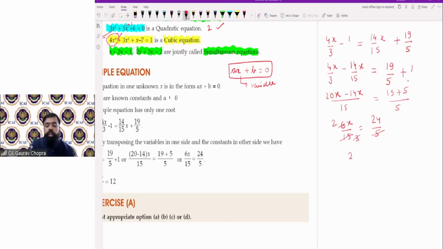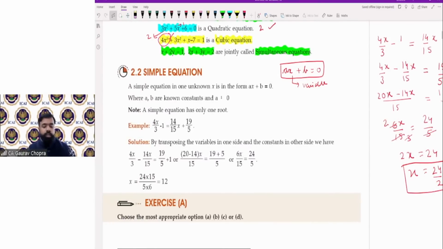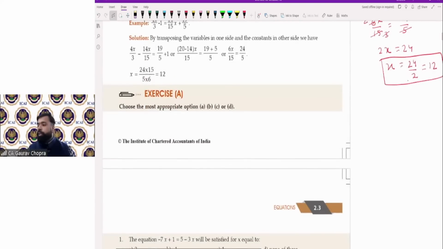So what is available now? 2x is equal to 24. Therefore, the value of x will be 24 upon 2, that is 12. Okay. So this is the first basic question of simple equation.